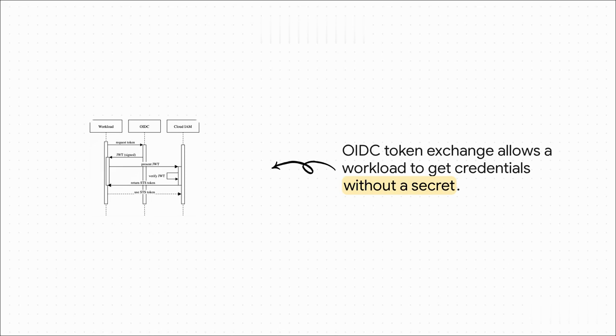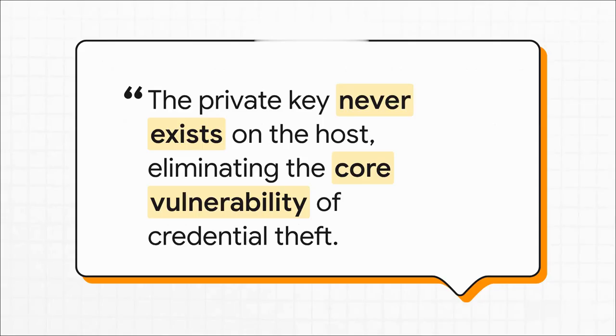But notice what's missing? A static key file. It's just not there. It's gone. This quote from the source research just says it all. The private key, the main anchor of trust, never exists on the host. This isn't just reducing the risk of credential theft. It completely eliminates the core vulnerability that makes it possible in the first place. That is a total game changer.